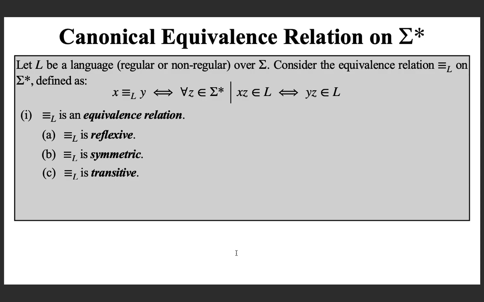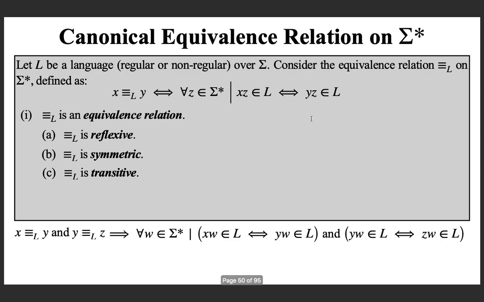Now we are going to prove that it is transitive. Suppose X is related to Y and Y is related to Z. Then applying this equation, for all strings W, if you append the same string W to both X and Y, one is in the language if and only if the other one is in the language. Similarly, applying it over the other pair, we get YW in the language if and only if ZW is in the language. If we combine these two, you can say for all W, XW is in the language if and only if ZW is in the language, because this if and only if is transitive.